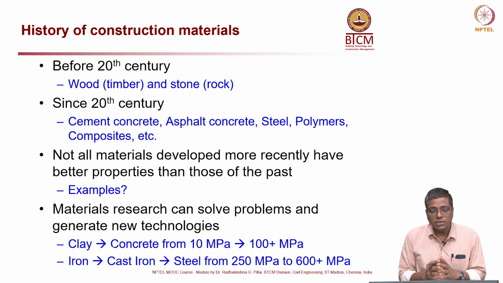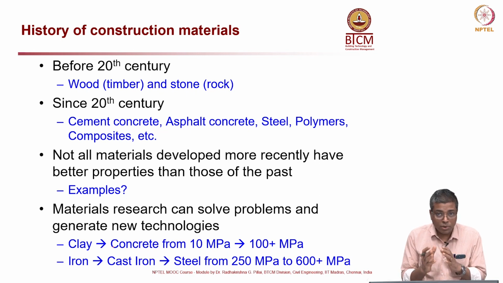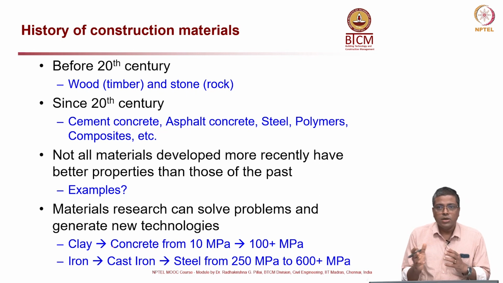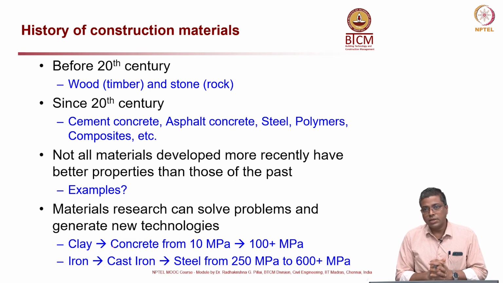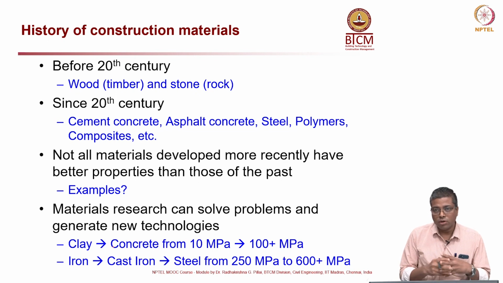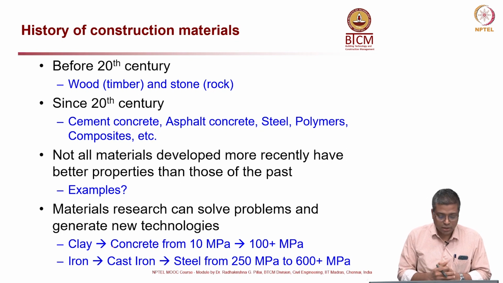In some other cases, maybe some other properties like thermal conductivity may be more important. So, you have to see, but without compromising the strength. So, when you talk about material selection, all the properties have to be considered before we choose. Now, material research can solve some of the problems, or if you have an issue, it can help in developing new materials and technologies.